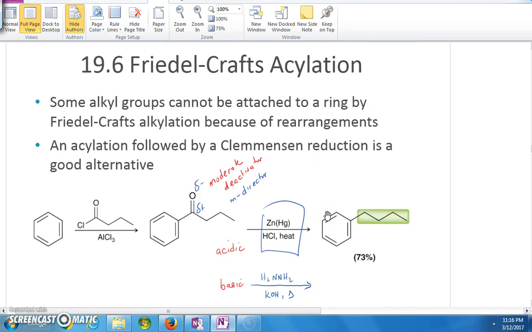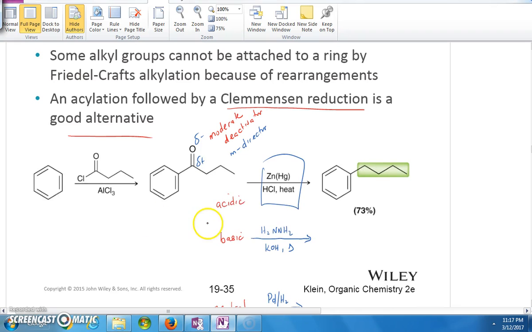Now, some alkyl groups cannot be attached to a ring by Friedel-Crafts alkylation because of rearrangements. And acylation followed by Clemmensen reduction is a good alternative. So, something like this, if you are going to make something like this, right, this would require the attachment at a primary carbon, because prior to that, what you had was something like this. You had this.